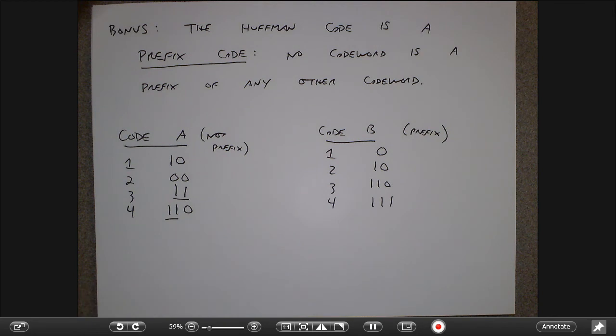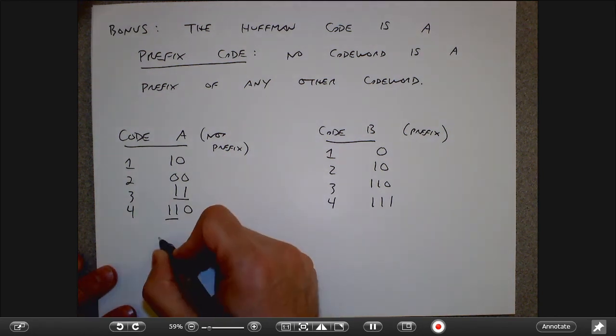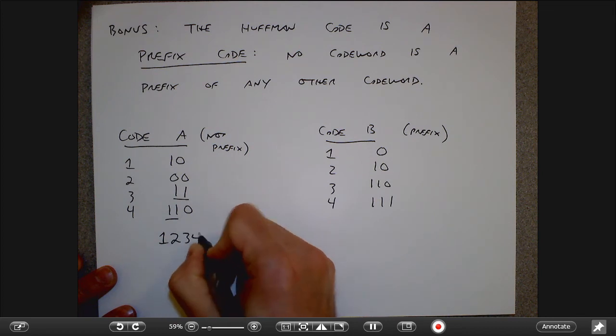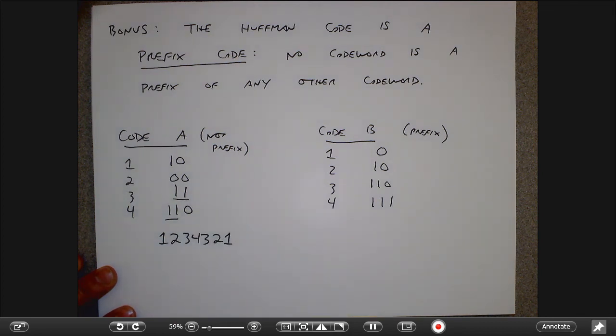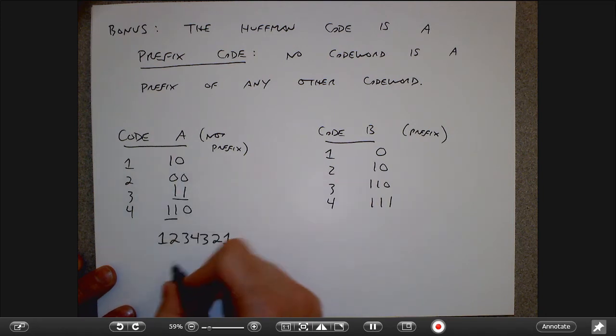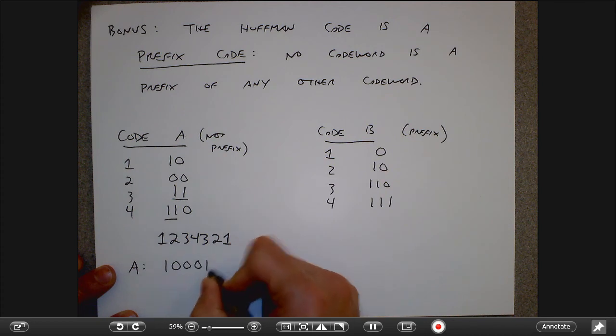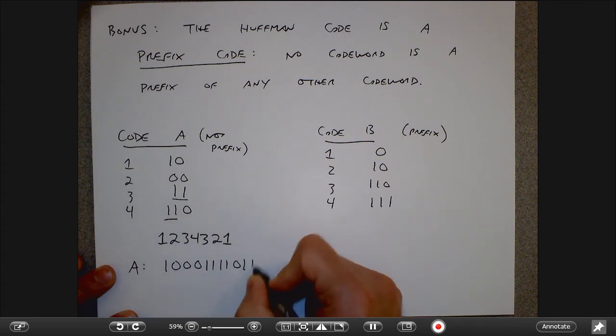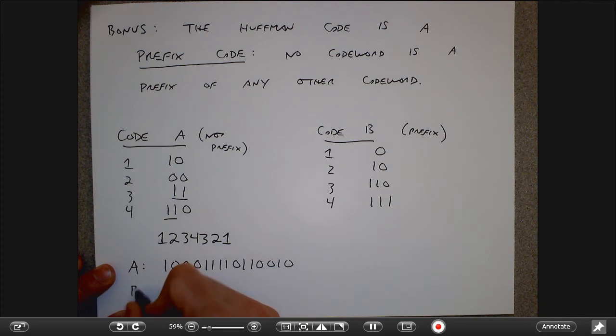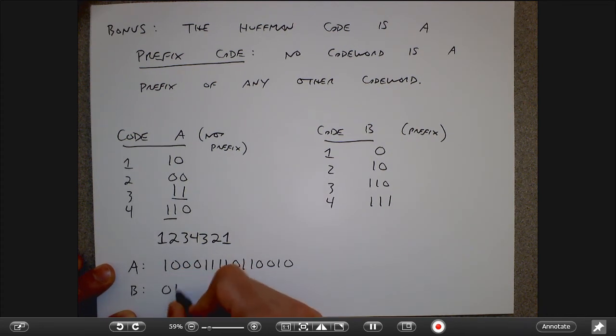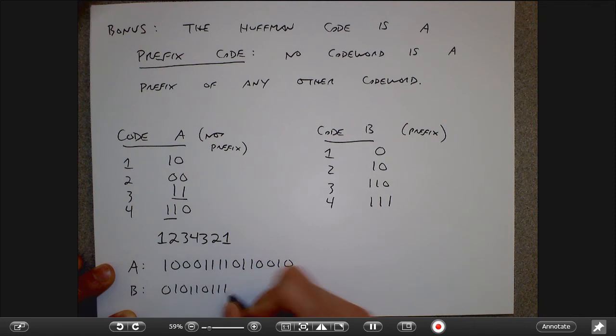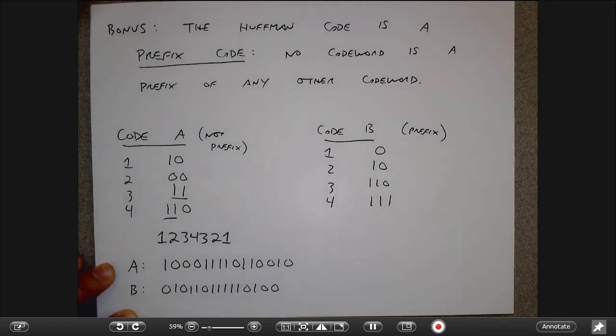It's important because, let's suppose that we were going to code this set of symbols, right? So code A would give me 1 0 0 0 1 1 1 1 0 1 1 0 0 1 0. Code B would give me 0 1 0 1 1 0 1 1 1 1 1 0 1 0 0. Right? So the issue is that when I send this code into my file or across my channel, there are no separations between the code words, right? They just all are smushed together, right?